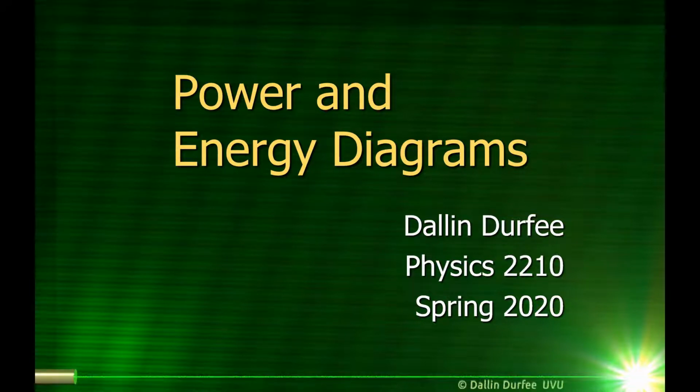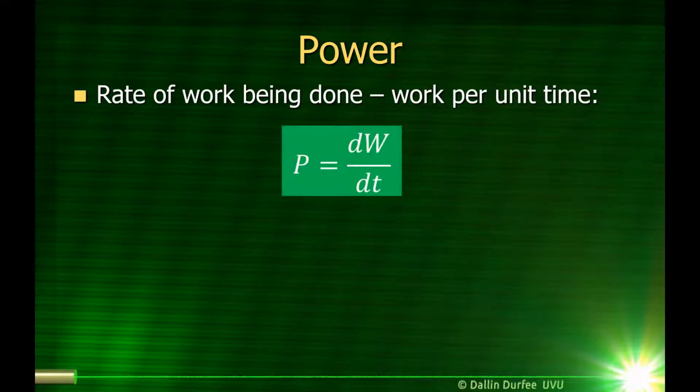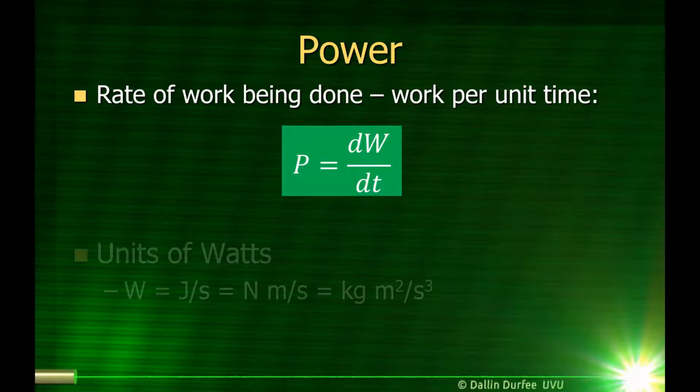All right, today we're going to talk about power, and we're also going to briefly show how to use energy diagrams. So power is the rate of work being done, or the work per unit time. So power is dW over dt, how much work is being done per unit time.